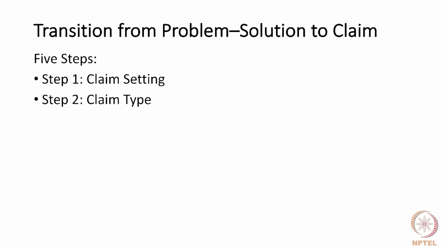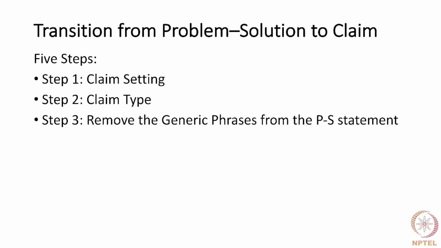The second step will be to identify a claim type, which means the problem solution statement should be framed as leading to a type of claim. The third step will be to remove the generic phrases from the problem solution statement. The problem solution statement, as we have seen, is a blanket statement which could be used for any situation. The problem of dash is solved by the solution dash. So the broad, generic phrases need to be removed.